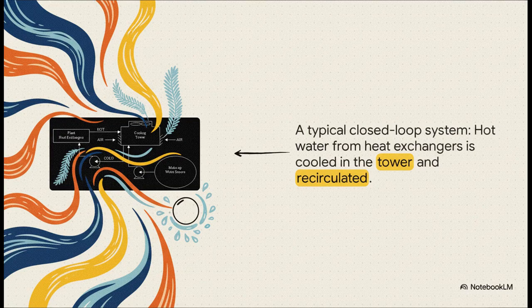So here's how that cycle looks in a plant. You have hot water coming from some industrial process, right? It gets pumped into the tower. The tower's whole job is to cool that water down as efficiently as possible before sending it right back to do its job all over again. It's this critical, non-stop loop.